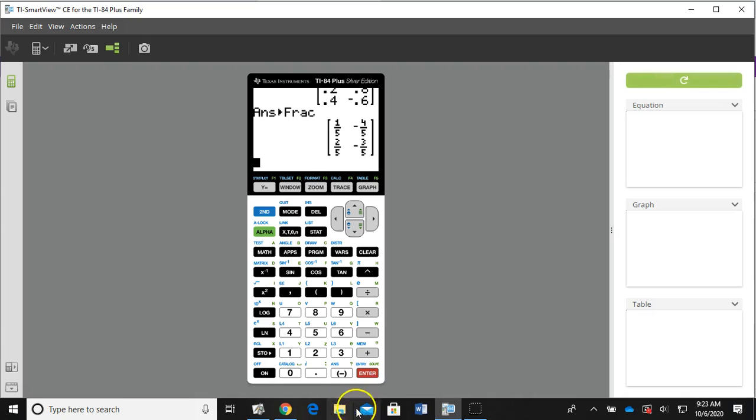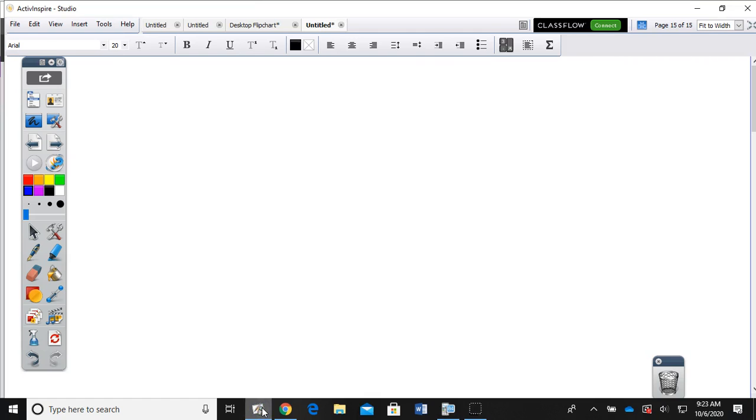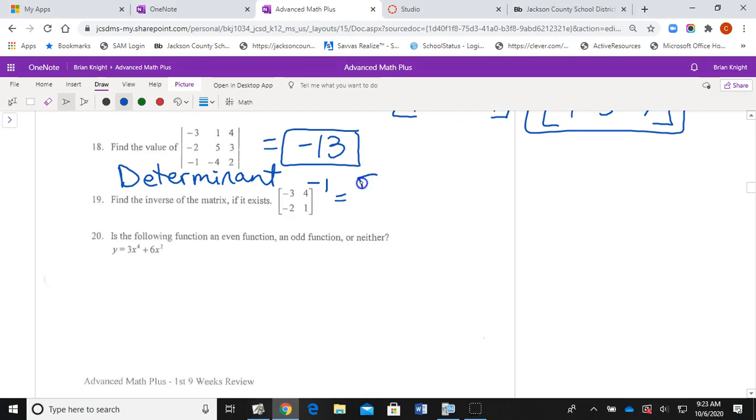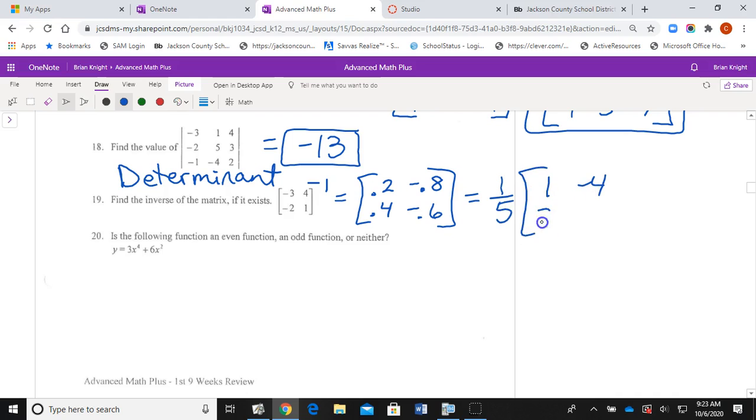So somebody read me that answer real quick. What was it? 0.2, negative 0.8, 0.4, negative 0.6. So here's the way they may have written it, because they wrote it like that on my answer sheet. 1/5 times 1, negative 4, 2, negative 3. These two things are equal. So all you do to figure out which one is you just take your 1/5 and do what?